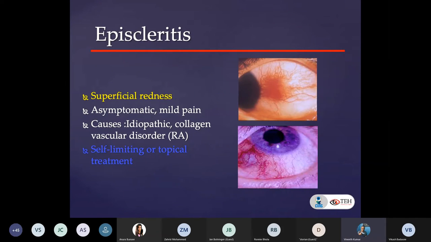Staying with the theme of inflammations, we have another common problem which we tend to see, which is called episcleritis, which is superficial redness on the eye, which is usually asymptomatic or has mild pain. It tends to come on when there are coexisting collagen vascular disorders like rheumatoid arthritis, or can occur without any rhyme or reason. And I tend to find out here in Trinidad, a lot of patients presenting with episcleritis have a significantly stressful life and find their current life of online work significantly affecting their eyes and contributing to this problem. They're self-limiting, and sometimes you need topical treatment.